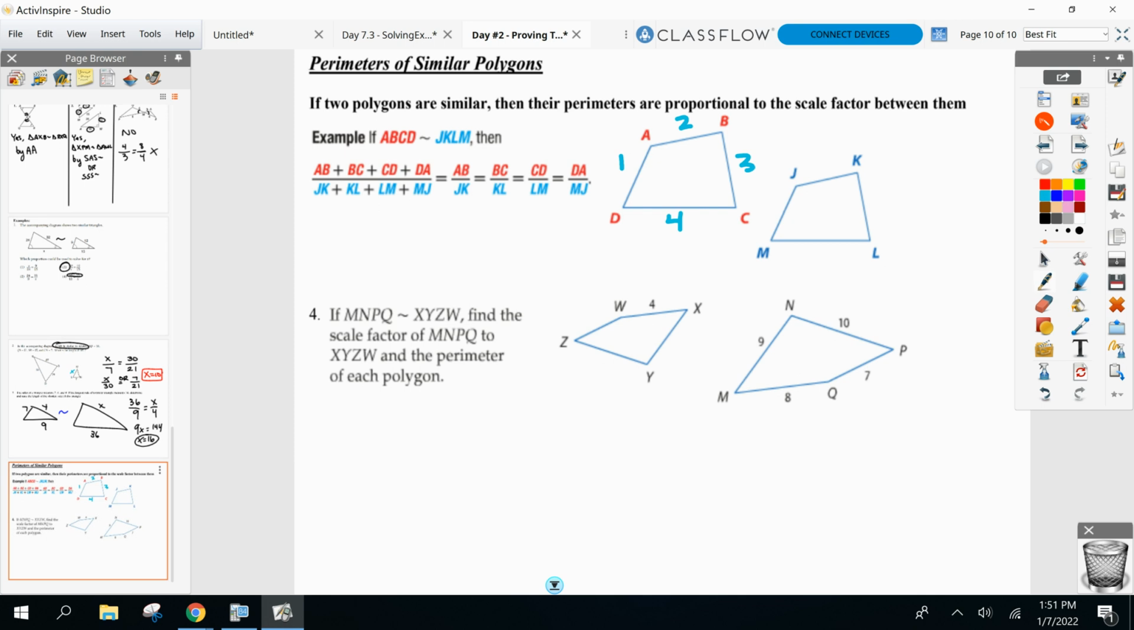And then jump over to quadrilateral JKLM. JM 2, JK 4, KL 6, ML 8. Quickly, not in your groups, just by yourself. Quickly, can you find the perimeters of each for me? And write it inside each quadrilateral. Find the perimeters of each and write it down for me.